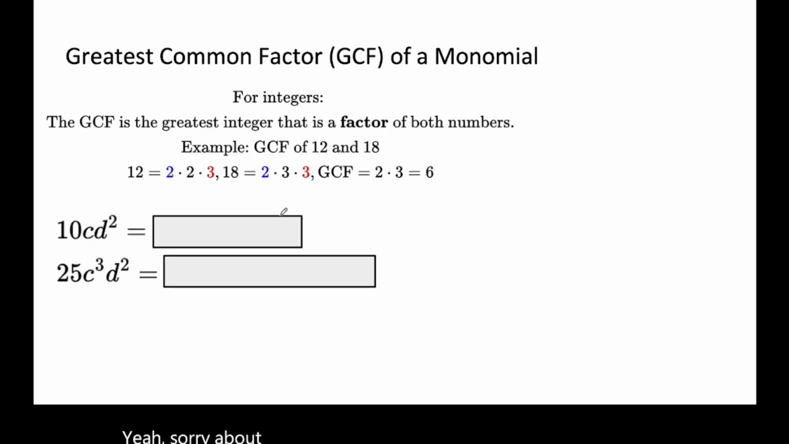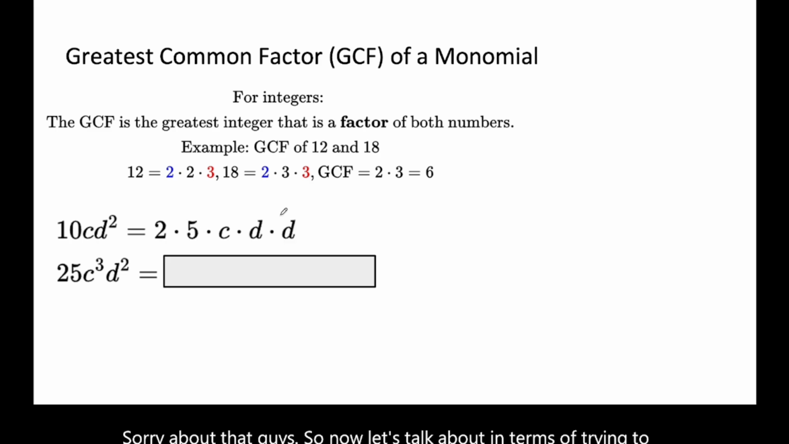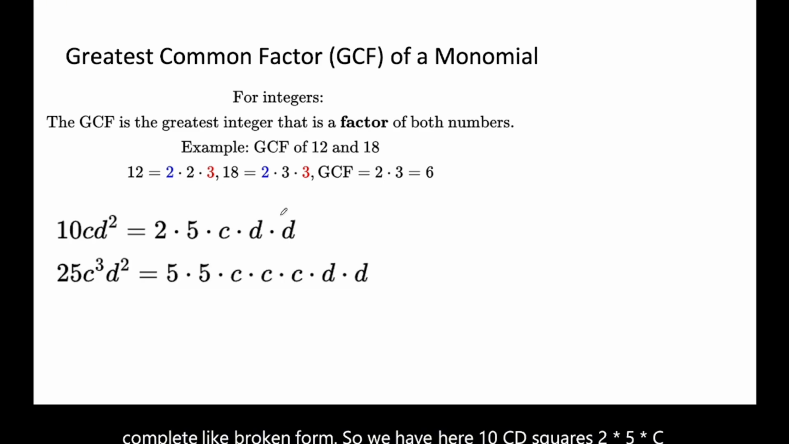So now let's talk about trying to find the GCF between 10cd squared and 25c cubed d squared. We can first break it apart completely into its broken form. So 10cd squared is 2 times 5 times c times d. We also have 25c cubed d squared. That's 5 times 5 times c times c times c times d, depending on how many of the variable there are, depending on the exponent. So we can see here that the 5 is the same in both. So really 5 is going to be one of them.